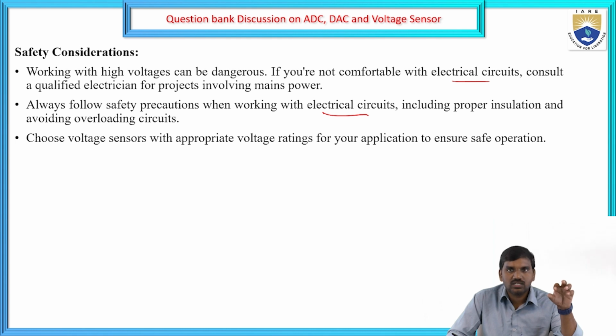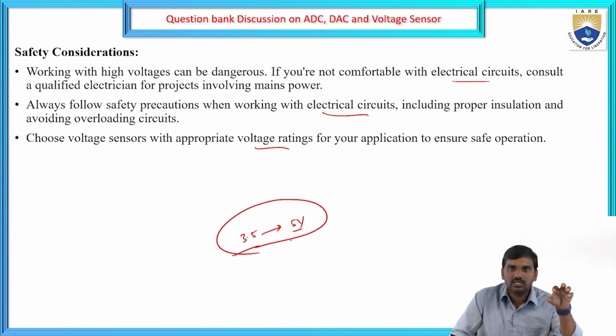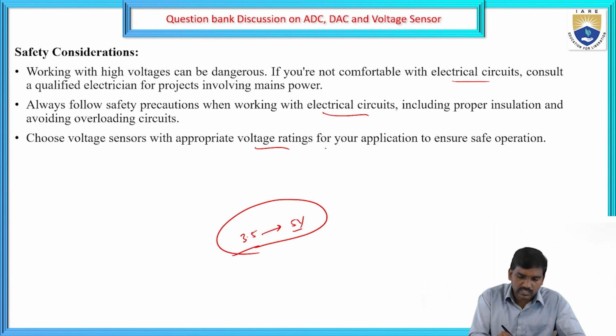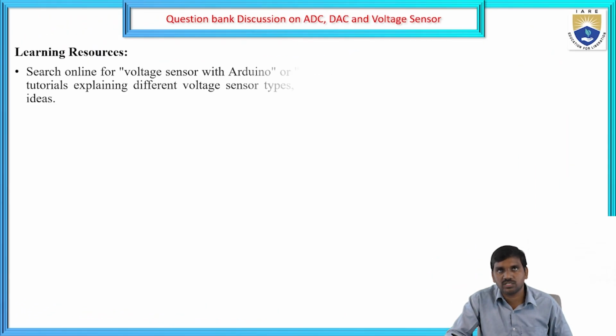Choose voltage sensors with appropriate voltage ratings. For example, with an input voltage of 3.5 volts to a maximum of 5 volts, the sensor may work only within this range. 3.5 is the low end. Choose voltage ratings for your application, below 5 volts, to ensure safe operation. So these are some safety conditions for developing IoT projects.